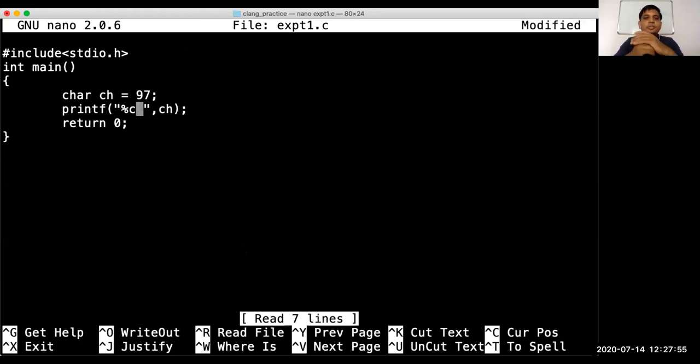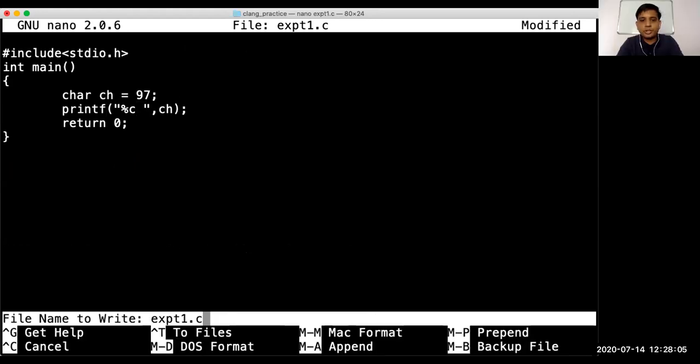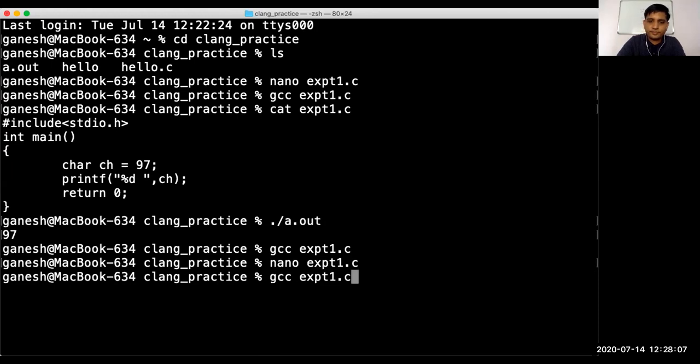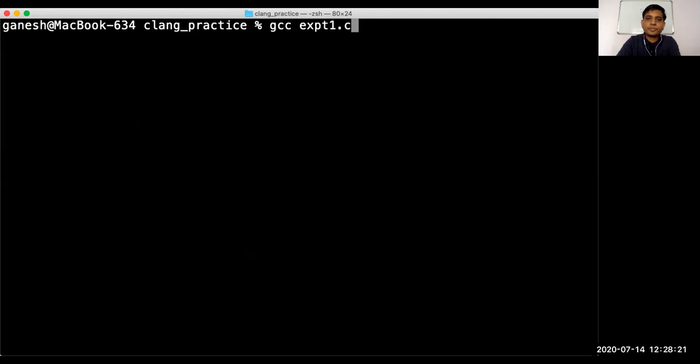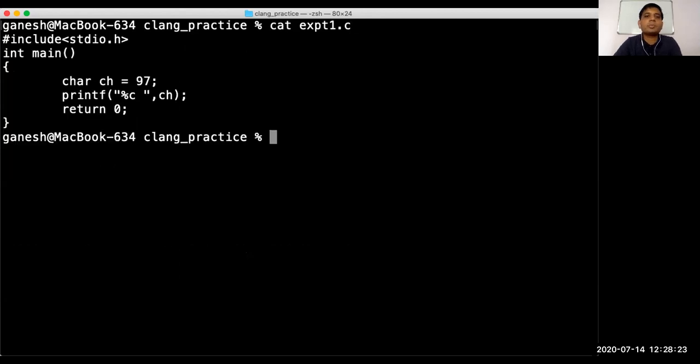Can you tell me now what is the output, using percentage c instead of percentage d? Will it show an error, sir? Will it print the ASCII value, sir? Okay, what am I doing here? This is my program: character ch is equal to 97.